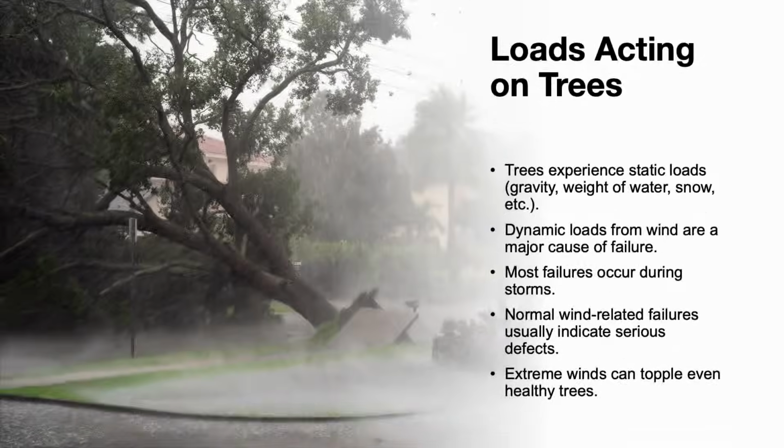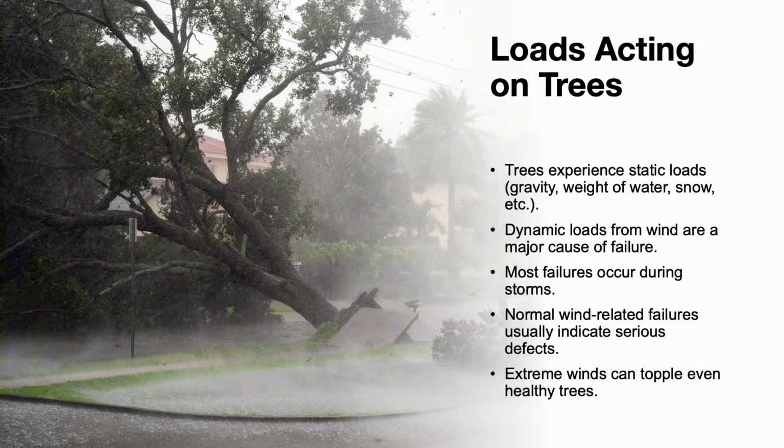Loads are forces acting on a tree. These include static loads like gravity and water weight, and dynamic loads, mainly wind. Most tree failures happen during storms, when wind or ice loads exceed the tree's strength. If a tree fails during normal wind conditions, it's often a sign of a serious underlying defect. But even defective trees can fail under extreme wind speeds.